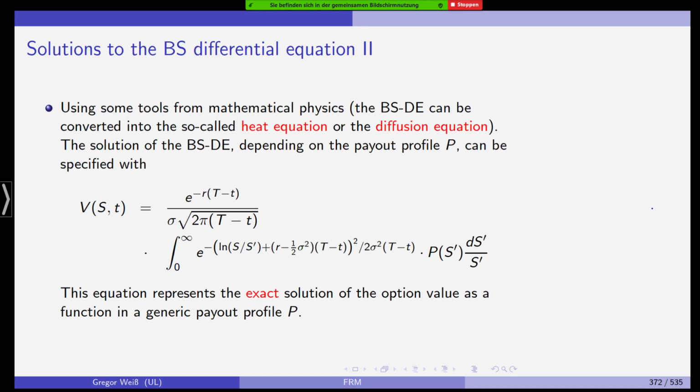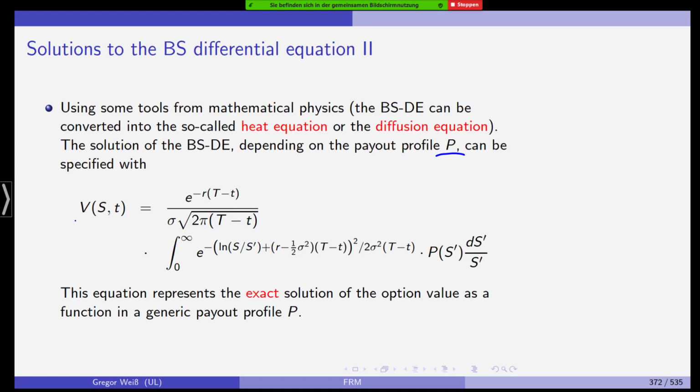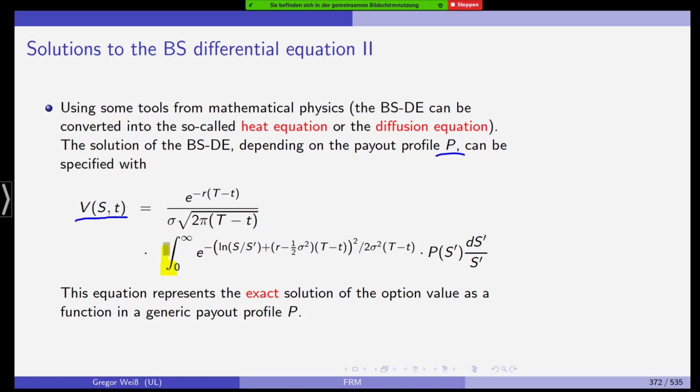So, lucky us, we have a solution and the solution that our mathematicians have found is the following, depending on the payout profile P. So be careful. This is the solution V. It's no longer dV or something, but V, the function V, the price of the derivative, is given by exponential function, square root of 2 pi, and so on. And now be very careful. This is the tricky part. This is an integral, and we need to solve this.